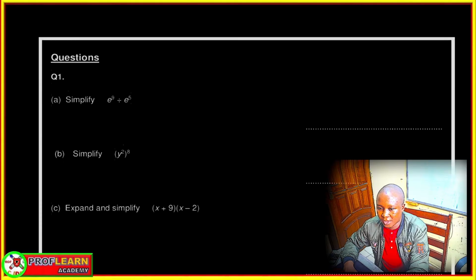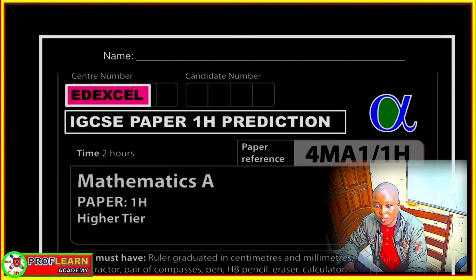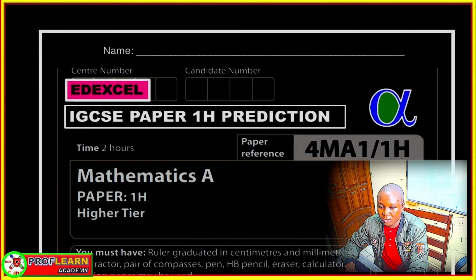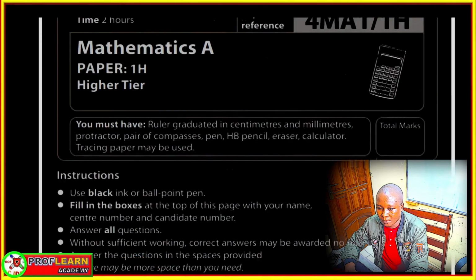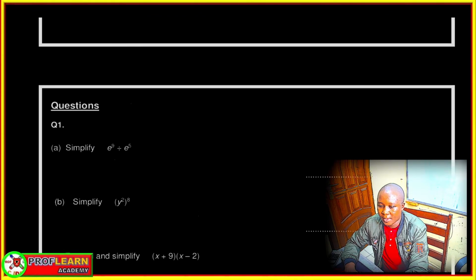So let's get started and see what are the main questions that you have to prepare as far as the May June exam is concerned. Now, what you need to remember is that this is paper 1AH of Edexcel paper 1. This paper is usually 100 marks. So let's see what are the main key areas that you really ought to prepare.